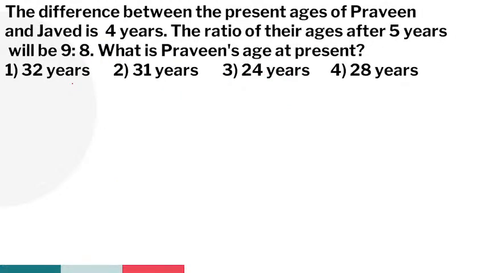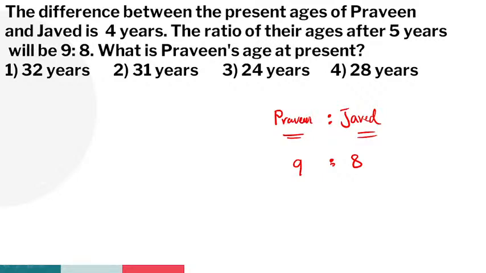Okay, move on to next one. The difference between the present ages of Praveen and Javed is 4 years. The ratio of their ages after 5 years will be 9 is to 8. What is Praveen's age at present? Good question. What is the answer? I think no need pen and paper. Which option is the right answer, guys?